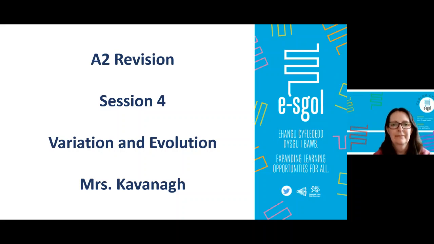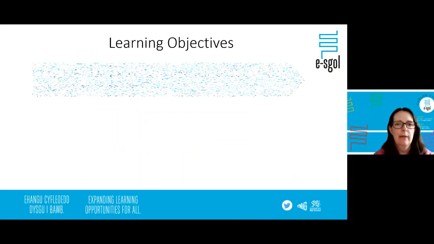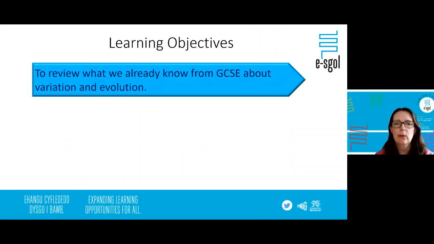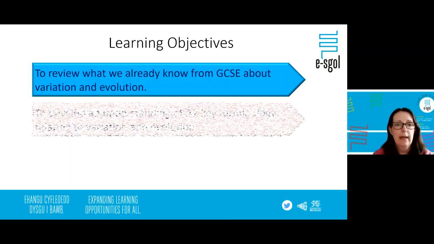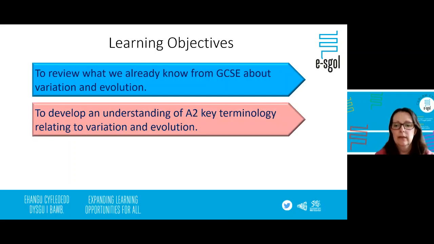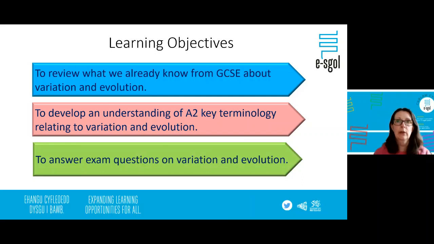Hello everybody and welcome to this final session. This is an A2 revision session and we're going to look at variation and evolution. So what are we going to have a look at in this session tonight? We're going to look at what we should already know from this section from our GCSE and then build up on that into our A2 terminology that relates to variation and evolution. And then we're going to have a look at some exam questions on these particular areas.